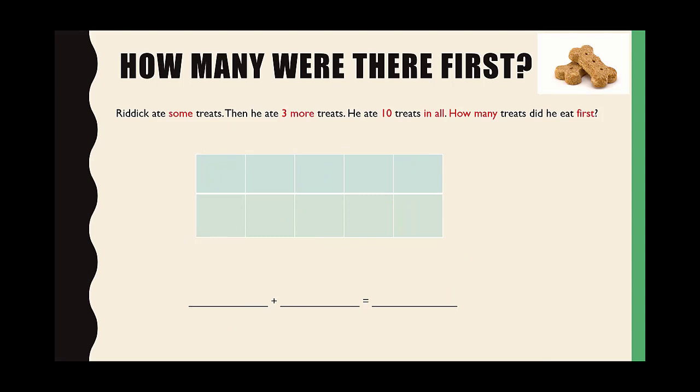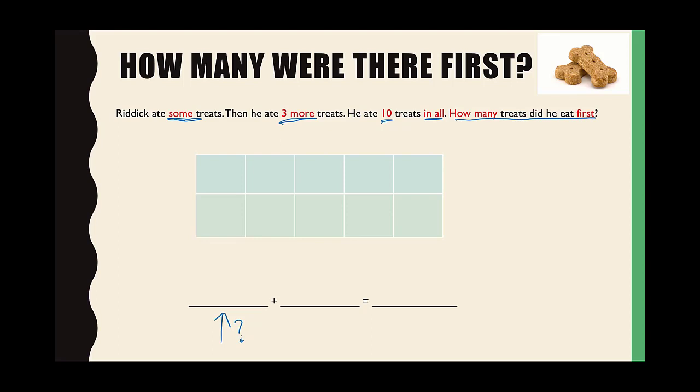All right, let's try one more. So my dog Riddick, he ate some treats. We don't know how many treats he ate. We don't know how hungry he was. So he just ate some number of treats. And then he ate 3 more treats. He ate 10 treats in all. So how many treats did he eat first? Is the question that we're trying to answer.